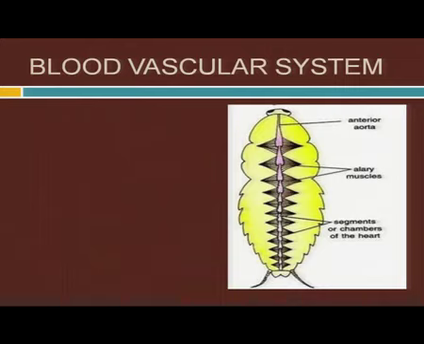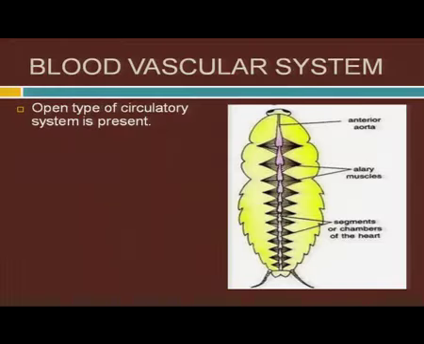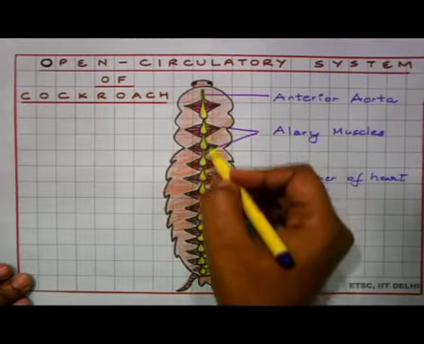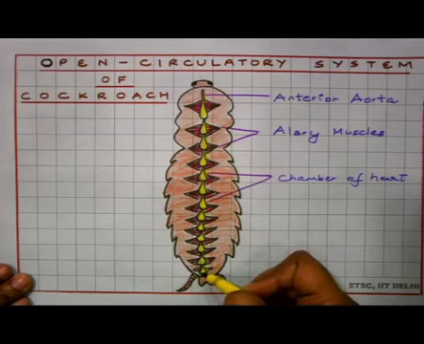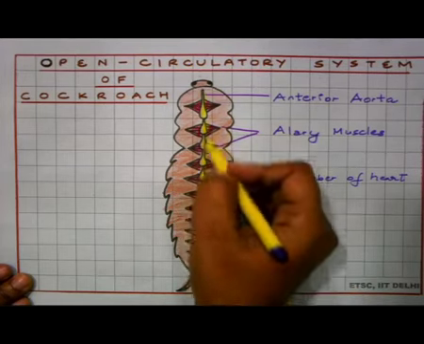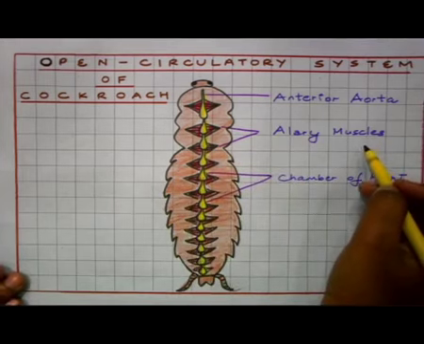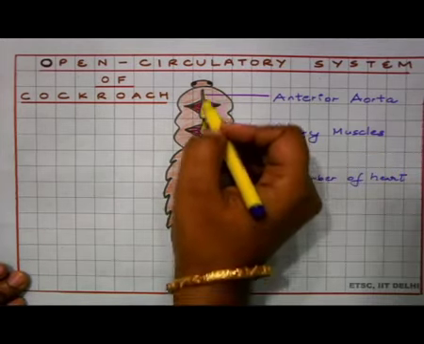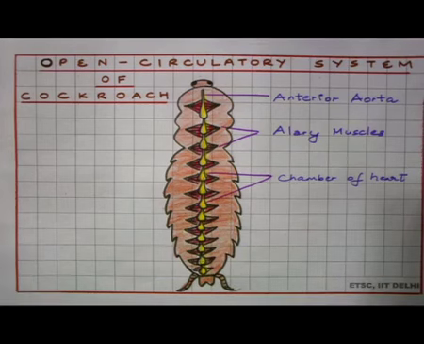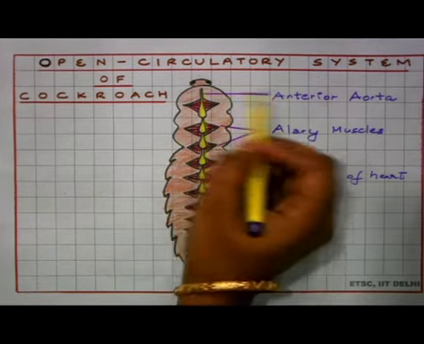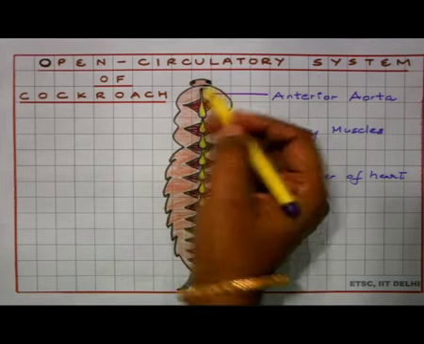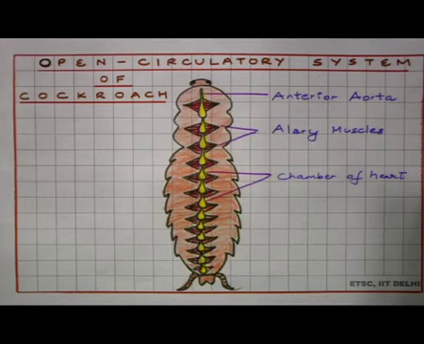Now, coming to the next important system, which is the blood vascular system. As you can see in this diagram, the blood vascular system comprises chamber like, sac like structures, and there is a set of muscles known as alary muscles. These sac like structures are actually the chambers of the heart, and this is the anterior aorta, which directly continues with the chambers of the heart. The blood vascular system, or circulatory system, in cockroach is of open type.